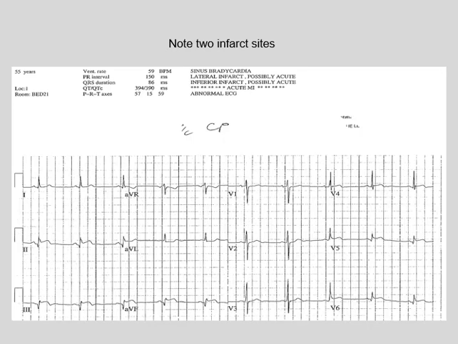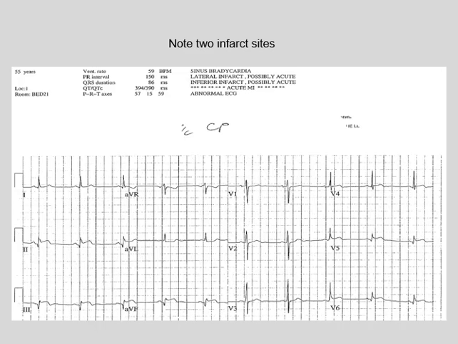Now this one is an interesting one. Just because you find Q waves in one site or ST changes in another site doesn't mean that there's only going to be one infarct. And this one is interesting because in bold print there, you're in bradycardia. Let's accept that it's in sinus rhythm, but there are two potential infarct sites.